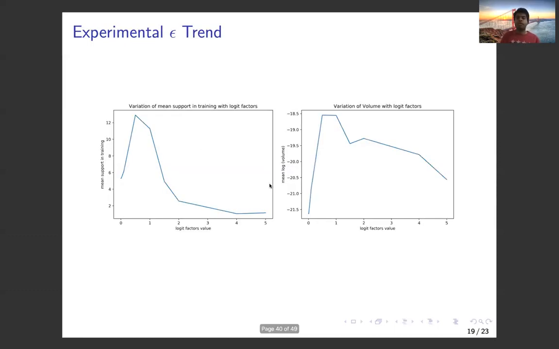We are able to experimentally verify this trend in both the metrics on our data set. If we measure the value of the metric for different epsilons, we see that there is first an increase and then a decrease, and therefore the best value, the sweet spot, lies in between.